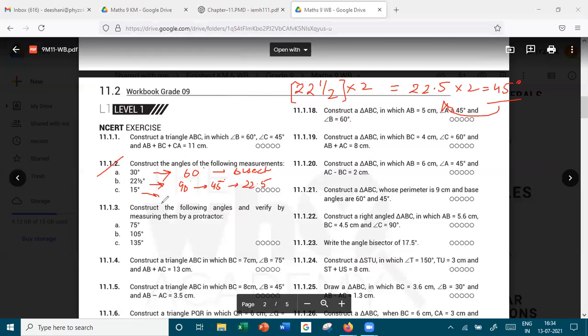Okay. What about the third one? Bisect 60, then, ma'am, 30. Bisect 30 degrees. Correct. So again, first 60, then 30, then 15.